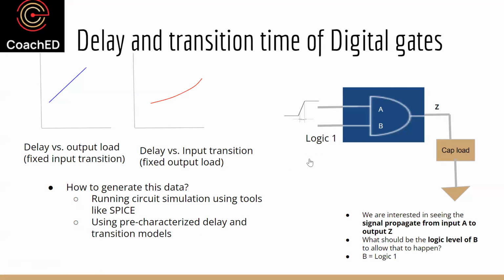Or, since the relationship is very simple and linear, or in some cases not far from linear or polynomial, which is easy to model, we could even convert these actual lookup tables or the curves into a mathematical function. So I can build a mathematical function relating the delay to the output load and the input transition. So that's basically the approach, which is called pre-characterized delay and transition models.